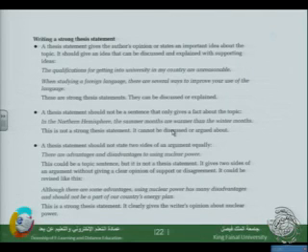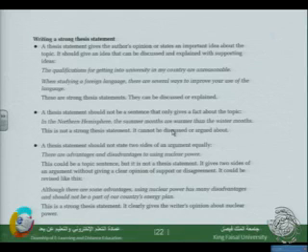Well, writing a strong thesis statement. Let me read this. A thesis statement gives the author's opinion or states an important idea about the topic. It should give an idea that can be discussed and explained with supporting ideas. For example, if you look at this sentence, the qualifications for getting into university in my country are unreasonable. When studying a foreign language, there are several ways to improve your use of the language. These are strong statements. Why? Because they can be discussed or explained.